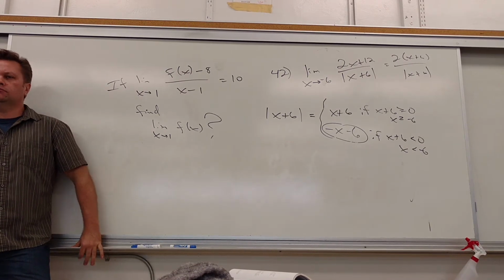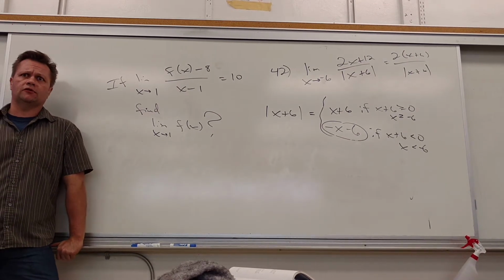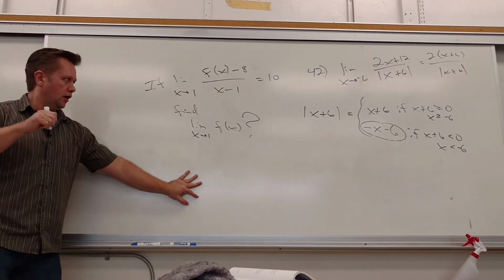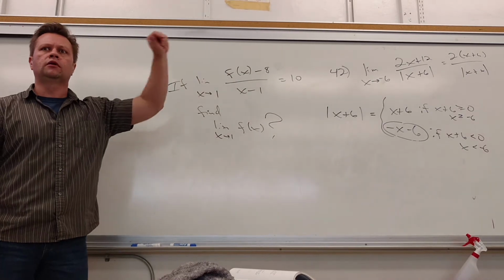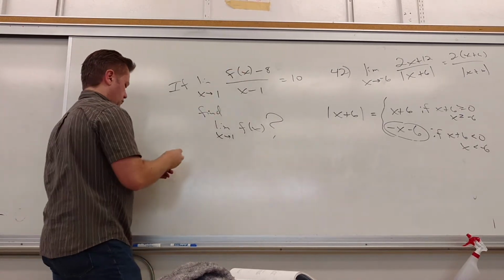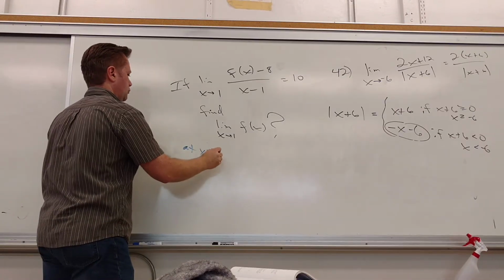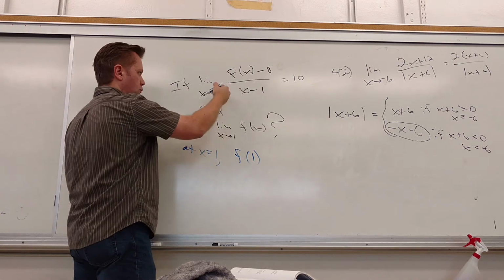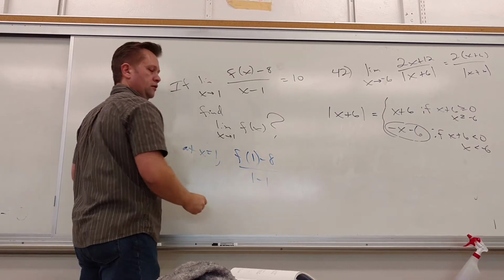Unfortunately, people do this problem incorrectly, and I don't blame you, because it sounds like a freaky problem. But the big idea behind this problem: what happens at x equal 1 that we know of? What do we get when we plug a 1 in? We get f of 1, because x is 1, minus 8 over 1 minus 1.